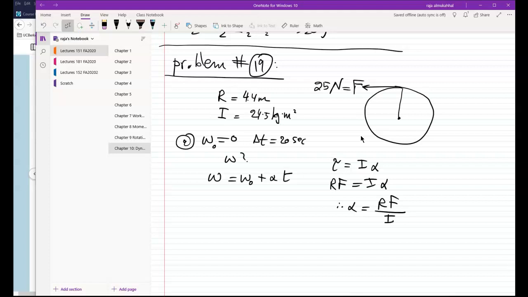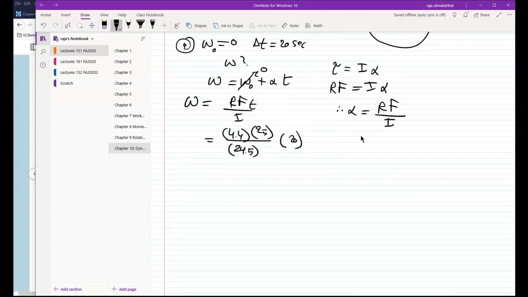See what I'm saying? So go back to my kinematic equation. Omega is equal to, omega naught is 0, so RF over I times t. There we go. Just plug it in. So R in this case will be 4.4, times F is 25, divided by 24.5, times the time, which is 20, and then you'll work it out. You'll end up with 89.8 radians per second. There we go. Okay.